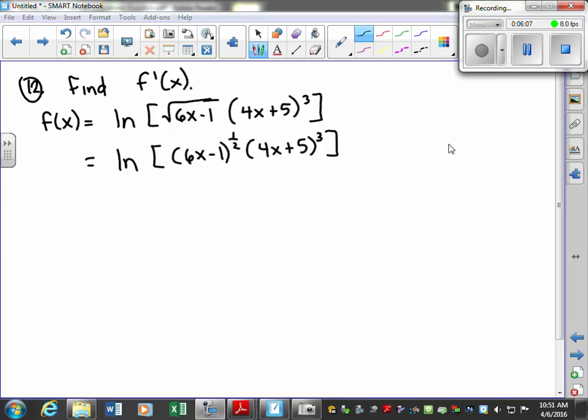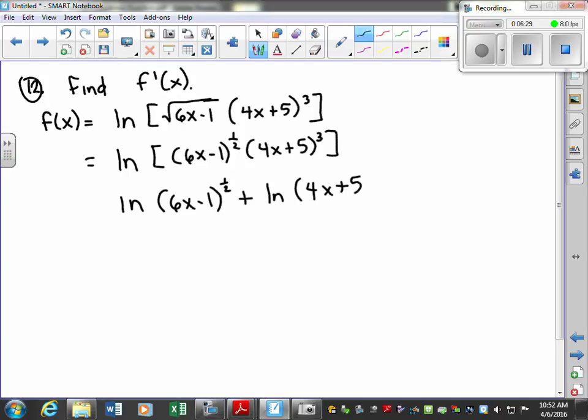So first of all, if I have natural log of 6x minus 1, if I pulled this 1/2 power right here to the front, that would just give me, let me not do too many steps at once. So plus the natural log of 4x plus 5 to the third power. So because this is multiplication, I can rewrite using addition, using our property. And now I will take these powers, move them to the front.